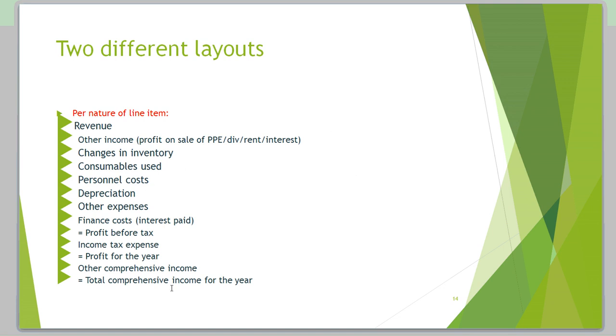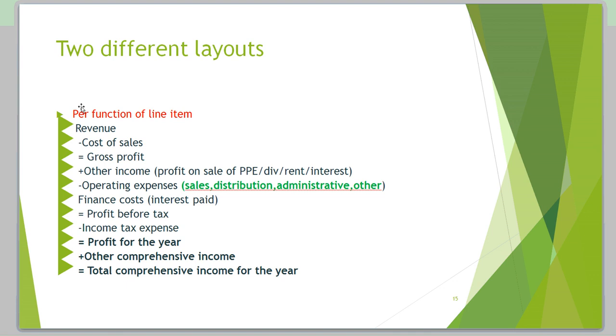So I don't think we often use this layout, but rather the next one. We often use the one per function, and you should be very much familiar with this one, where we start with revenue less cost of sales provides you with gross profit, then other income, then other expenses, and then finance cost, profit before tax, income tax, profit, and other comprehensive income. This is the one that we usually use, and that's the one per function.